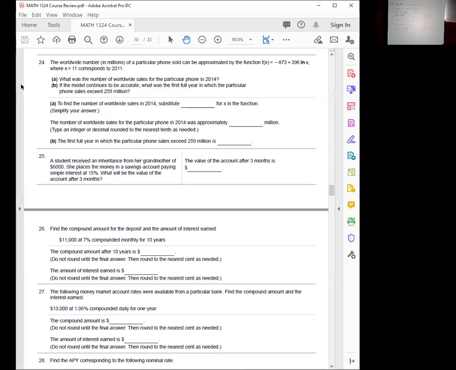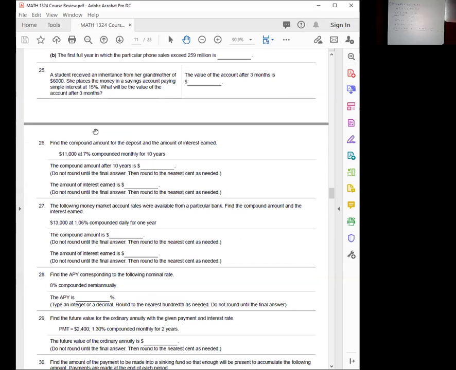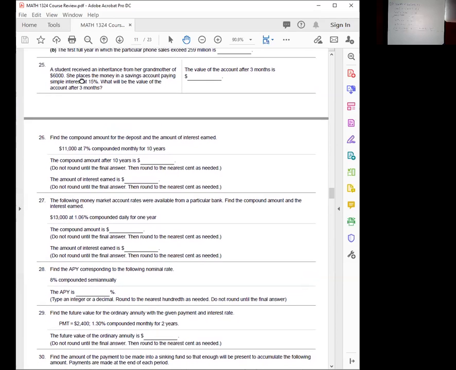Do you have any questions on 24, or you can show how to do it by hand if the graphing is not sufficient? Okay, let's keep going then. 25. Okay.